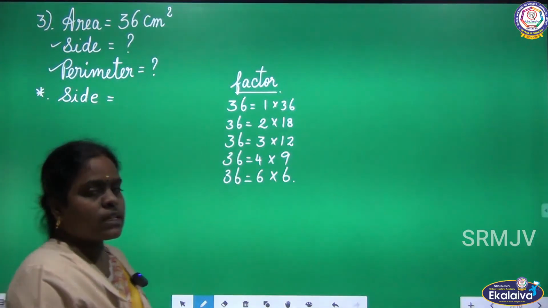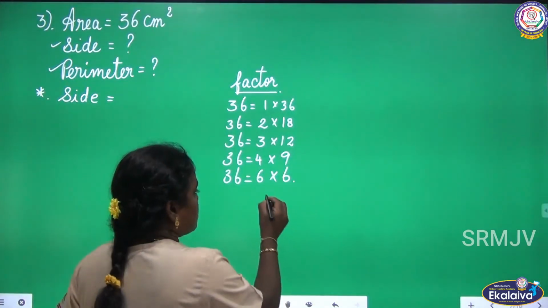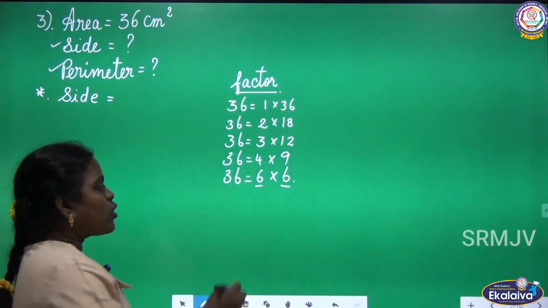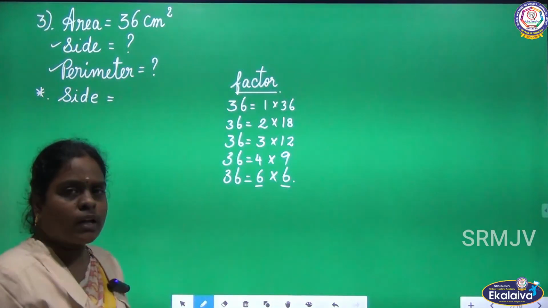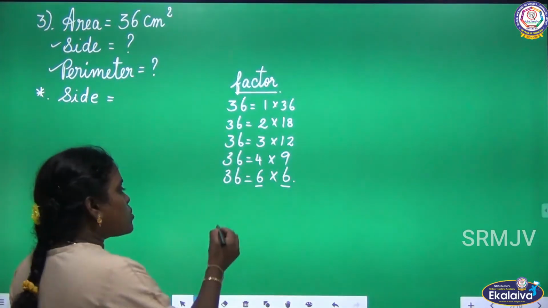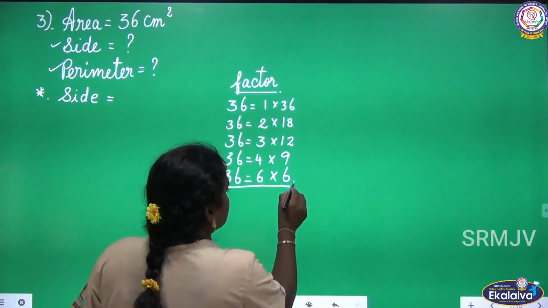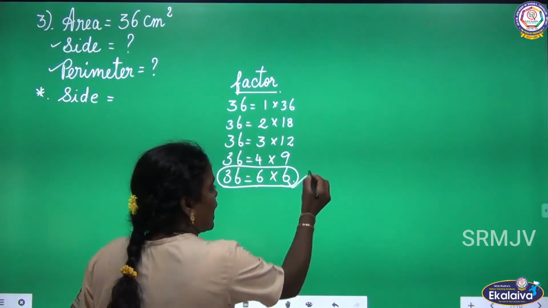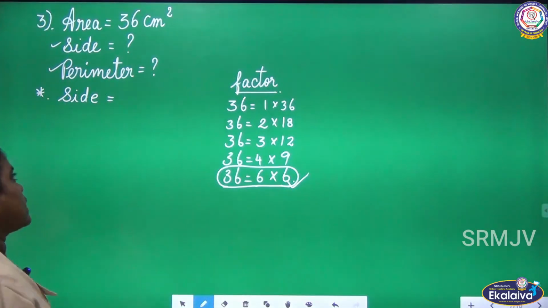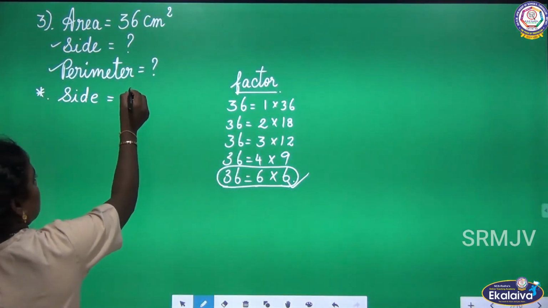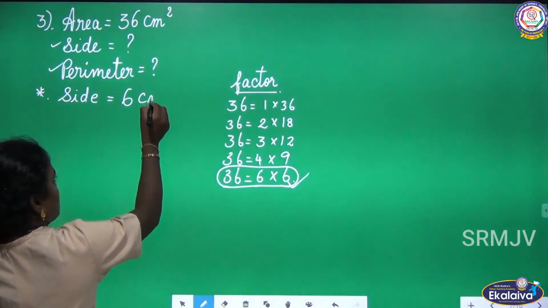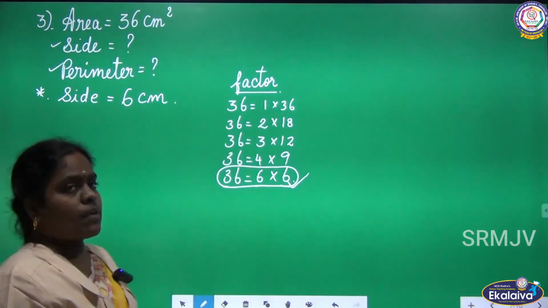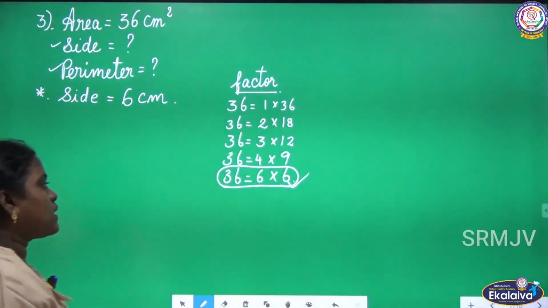When the factors are same, that means the multiplicand and the multiplier are same, you have to choose one of the numbers as the side. So here when you multiply 6 into 6, you will get 36. So we want to take 6 as a side. So here listen, the side is 6 centimeter. The side of the given square is 6 centimeter.